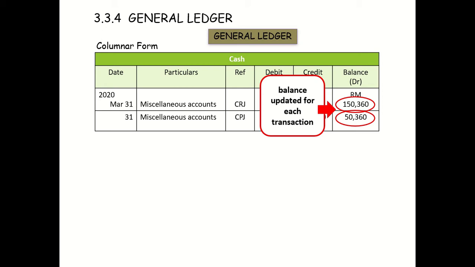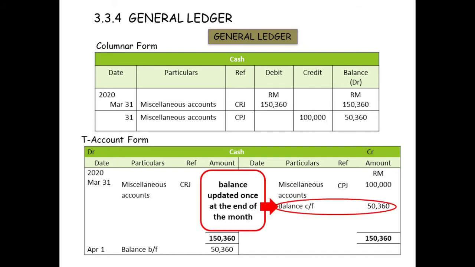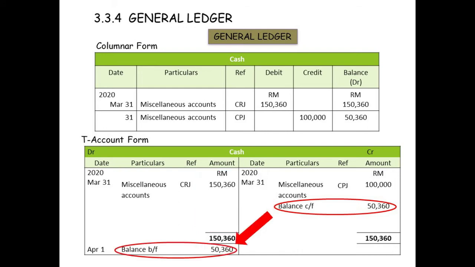For T-account form, there are 2 sides. Debit is on the left, while credit is on the right. We would have date, particulars, reference, amount on both sides of the T-account. Different from columnar form, the balance of the account will be updated once, which is at the end of the month, and the ending balance will be brought forward to following month as beginning balance.